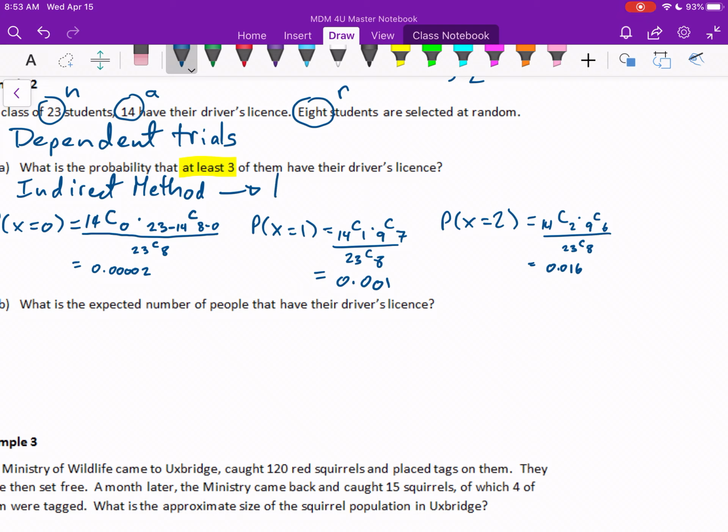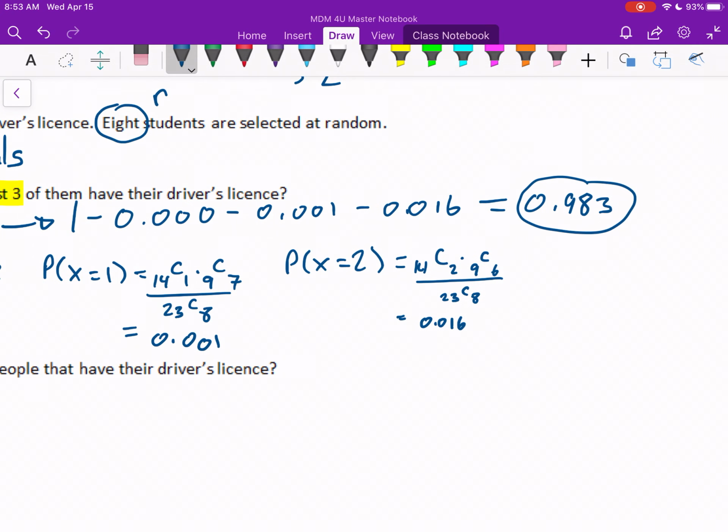So indirectly then, we take 1 and we subtract 0.000, et cetera. I'll round it to that. So basically 1 minus 0. The probability of not getting any of them is basically 0, the probability of getting 1 is 0.001, and the probability of getting 2 is 0.016. So that works out then to be 0.983, or 98.3%.